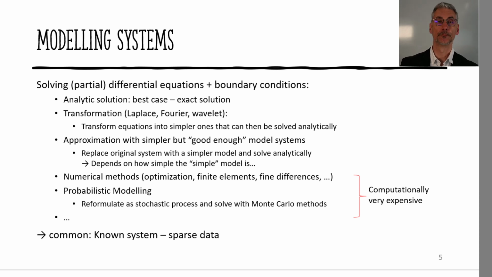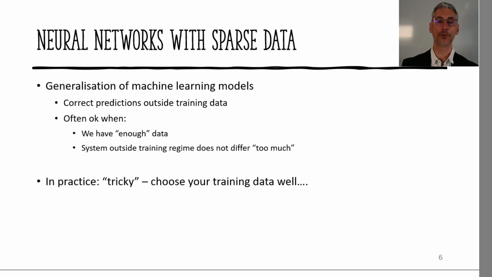There are also a number of numerical methods like optimization techniques, finite element simulation, finite differences, and so on. These are all very well, but they are very compute intensive, especially if you require a high accuracy. The same is true for probabilistic modeling in terms of probability functions. We can reformulate many systems as a stochastic process and solve these in Monte Carlo approaches, but again, this is very compute intensive. All of these approaches have in common that we have a known system, but very little data. So how can we now use neural networks in machine learning with sparse data? Essentially we want to generalize the machine learning models that are commonly used to the extent that they can make correct predictions outside the training data regime and work with sparse data.